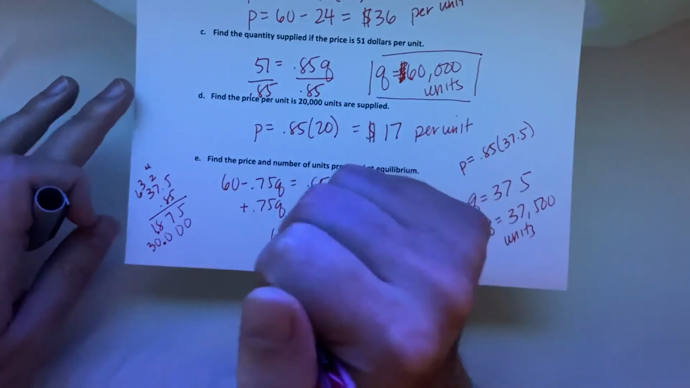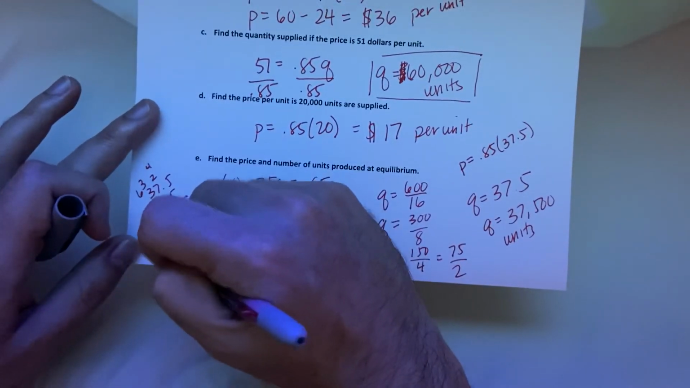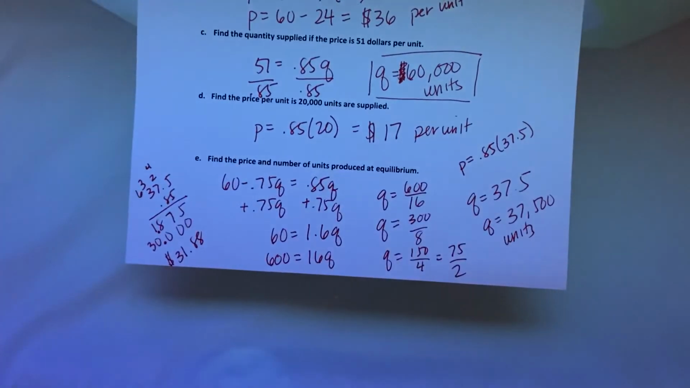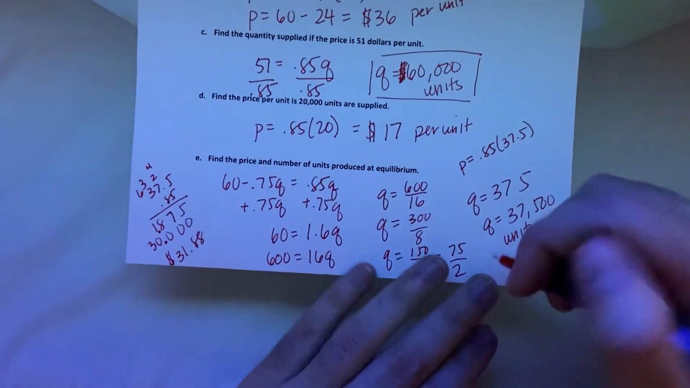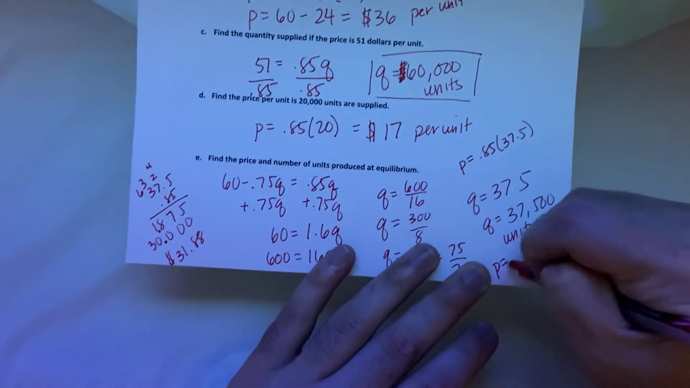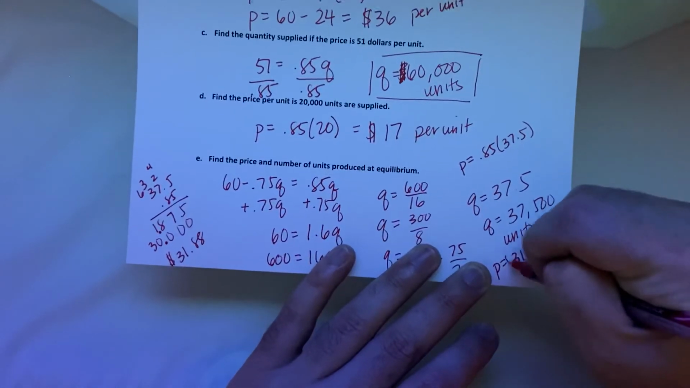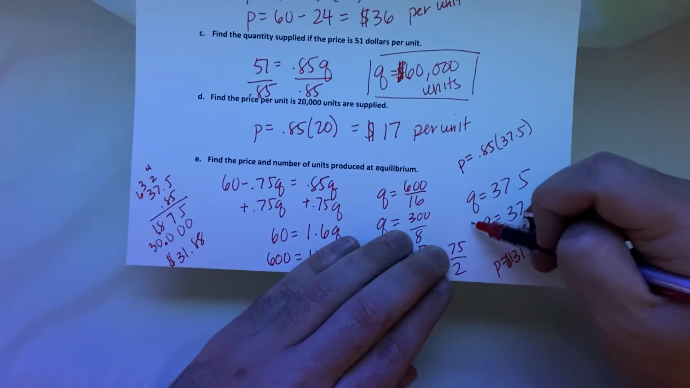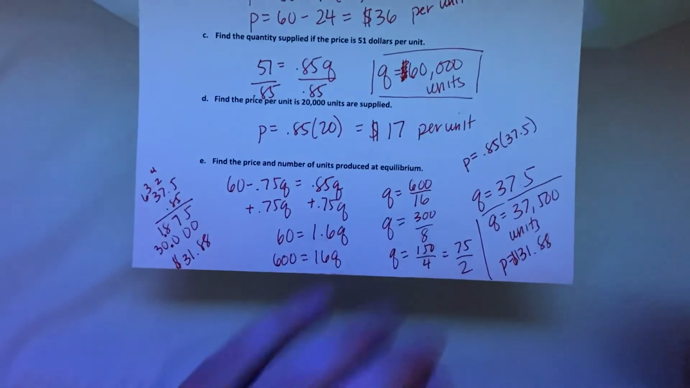So it's 1.875 plus 30, so this is probably $31.88 if we're rounding. So our equilibrium price is $31.88, and they produce 37,500 units. This is all for 3.3.